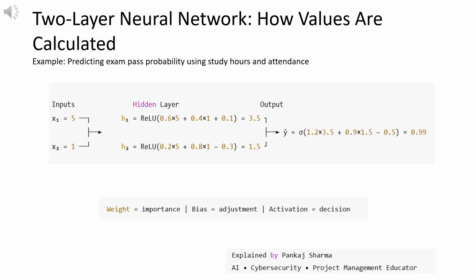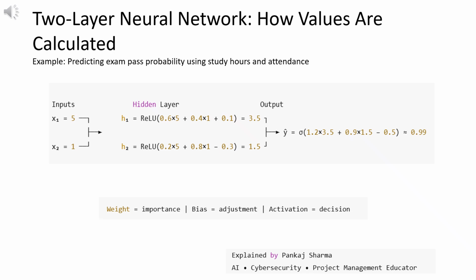Our inputs are simple. 5 hours of study and class attendance equal to 1. Each connection has a weight, which tells the network how important that input is. The hidden neuron multiplies inputs by weights, adds a bias, and applies an activation function. For the first hidden neuron, 0.6 times 5 plus 0.4 times 1 plus a bias of 0.1. This gives 3.5. The second hidden neuron does a similar calculation and produces 1.5.